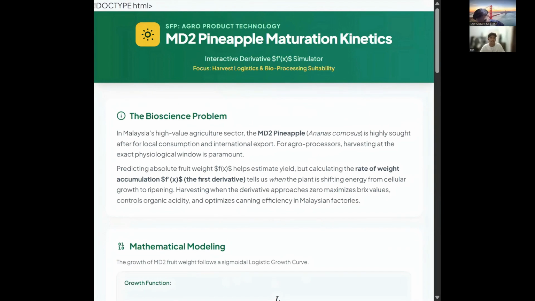So today I'm going to show my GitHub, and I want to explain all the criteria I want to speak about. So first, my title is MD2 Pineapple Maturation Kinetics Interactive Directive FX Simulation 0.1. My GitHub focus is harvest logistics and bioscience processing sustainability. As you can see here, my main page is structured as a repository to be fully open source, reusable, and documented so that anyone in the bioscience community can clone it and build upon our work.